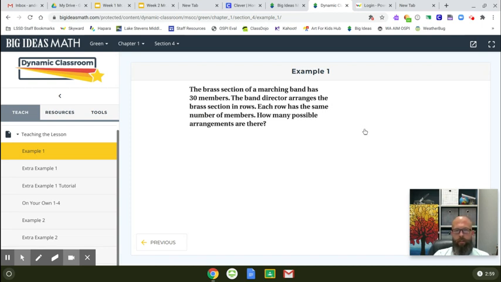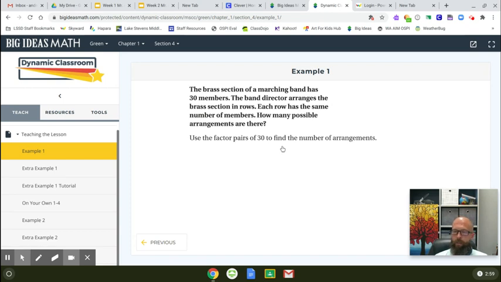The brass section of a marching band has 30 members. The band director arranges the brass section in rows. Each row has the same number of members. How many possible arrangements are there? So I've got to figure out how many ways I can set up these chairs. So the factor pairs of 30.